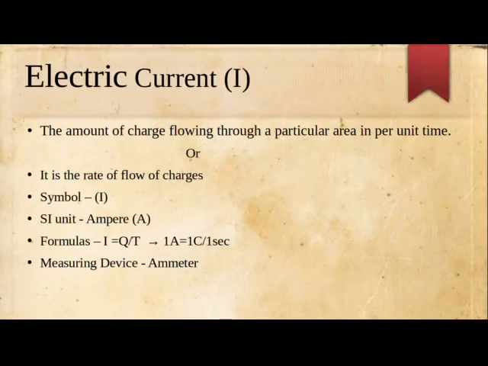Electric current. The amount of charge flowing through a particular area per unit time is known as electric current, and it is the rate of flow of charge in the circuit. The symbol of electric current is capital I and the SI unit is ampere. The formula is I equals Q upon t, that is, charge upon time, and the measuring device of electric current is the ammeter.